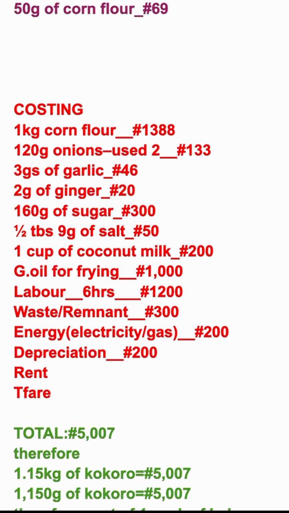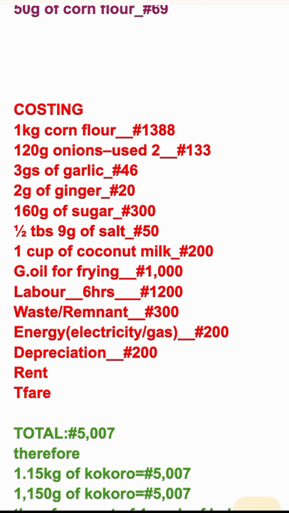Then you have your waste and remnant. You can see the waste that I showed you in the video, the waste that remained during the kokoro, the crumbs, everything has to be accounted for. So you can just put a price. Let's assume, okay, it is 300 naira. Then your energy, I fried it using electricity. I pay NEPA bills. So the energy you use, you can just say, okay, 200 naira. Like we pay like 2,000 naira per month here for electricity, and just to fry 1 kg of flour for kokoro, I use 200 naira worth of energy. So depreciation is just your equipment, as you use it, it will depreciate.